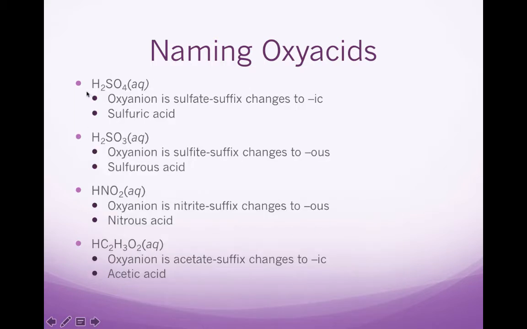So here, H2SO4, the oxyanion is sulfate. So the suffix changes to "ic," and we have sulfuric acid. Here we have H2SO3. The oxyanion is sulfite. So the suffix changed to us, so we have sulfurous acid. Here we have HNO2. The anion is nitrite, so the suffix changed to us, so we get nitrous acid. And here we have HC2H3O2. The polyatomic ion is acetate, so the suffix changes to "ic," and we get acetic acid.